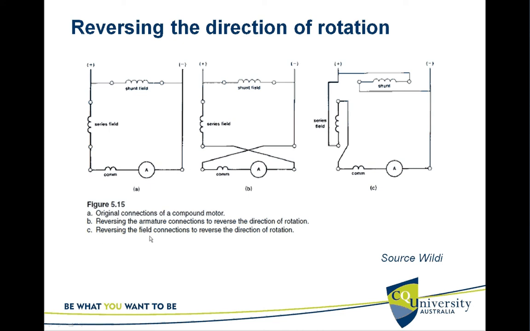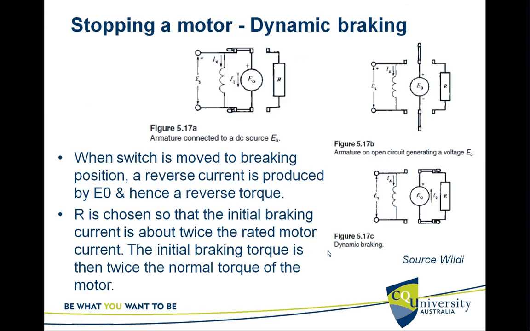Or reversing the field connections to reverse the direction of rotation is C. So you keep the armature connection the same, but you flip the two field windings, series field and the shunt field. By that way also you could change the direction of rotation.